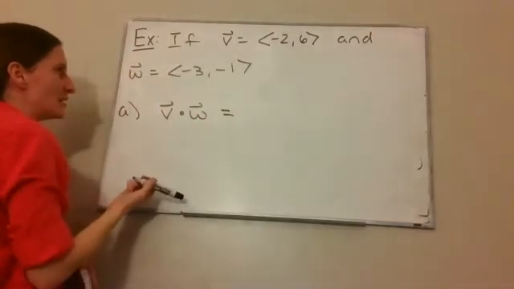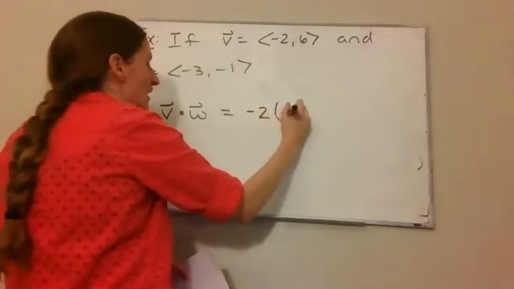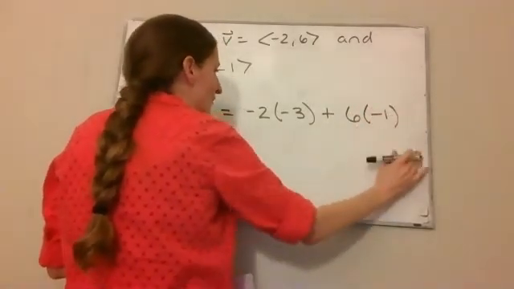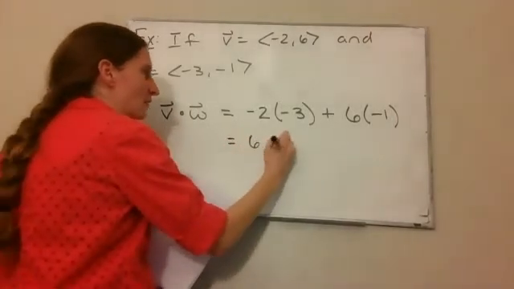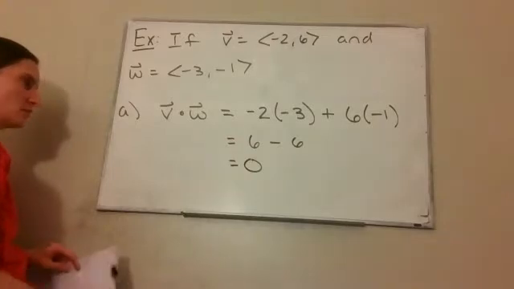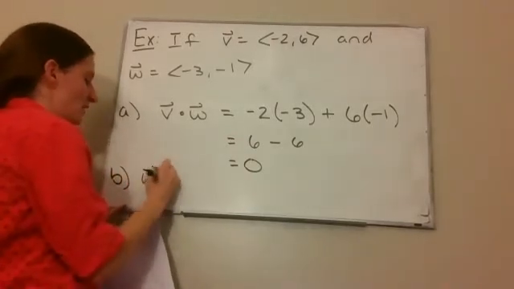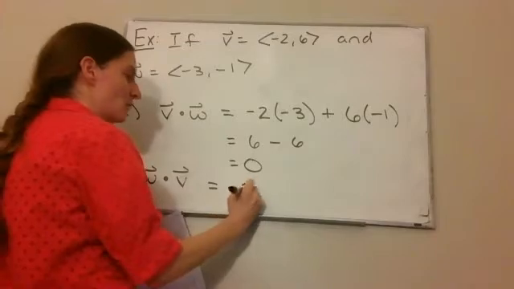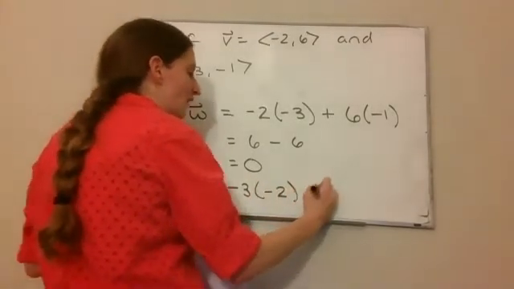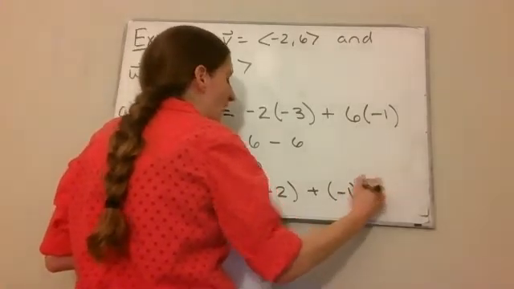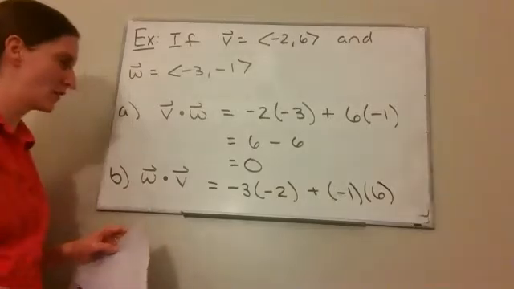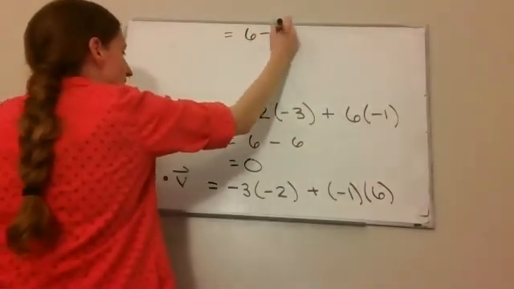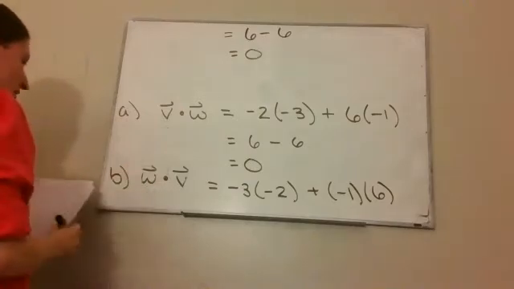So by definition, v dot w will be the first component of vector v times the first component of vector w plus the second component of vector v times the second component of vector w. And so I get 6 and -6, which is 0. For part B, let's find w dot v. So now my components for vector w go first. First component of w times first component of v plus second component of w times second component of v. And we're going to get 6 minus 6 equals 0 again. So we got v dot w equals w dot v.